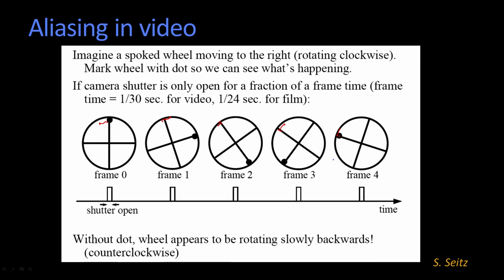In the spatial domain, essentially the thing is moving too fast for how often you're sampling in time for you to actually be able to tell what's going on. The high frequency and the low frequency can't be distinguished.